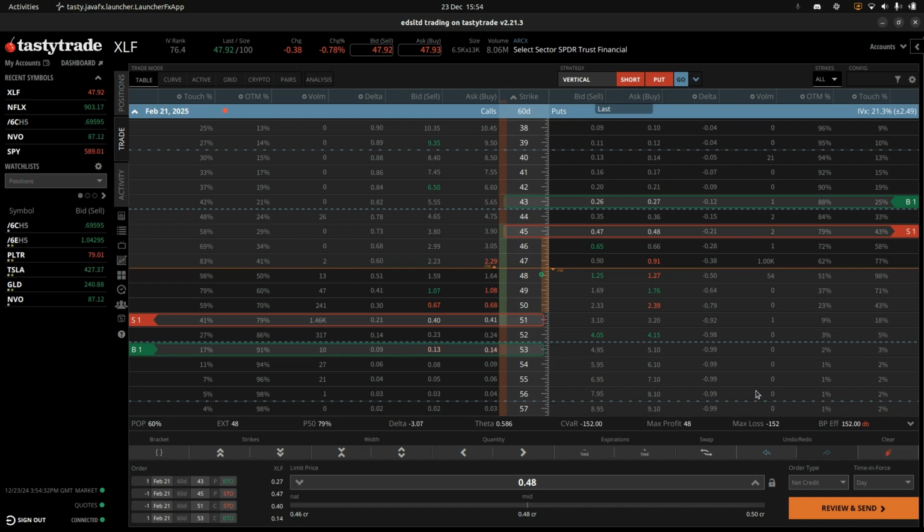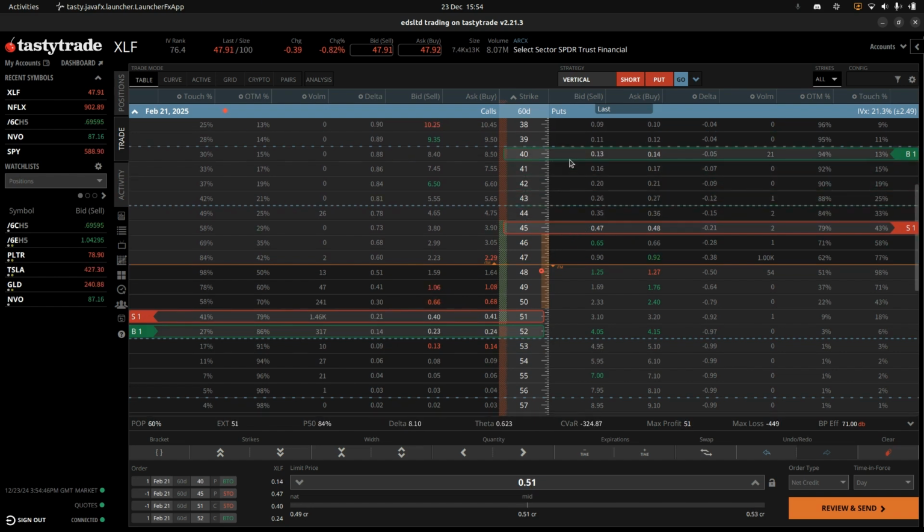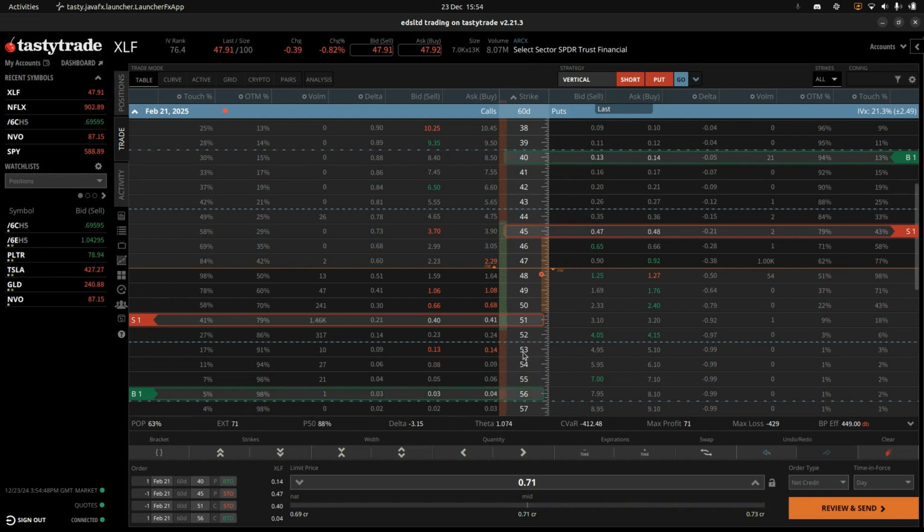Now, this is an example of how you can find and manipulate positions to fit inside your portfolio, no matter what size portfolio you have. If you had an even smaller portfolio, you can just shorten the spread or make the spread smaller. If you have a larger portfolio, you can simply make the spread wider.